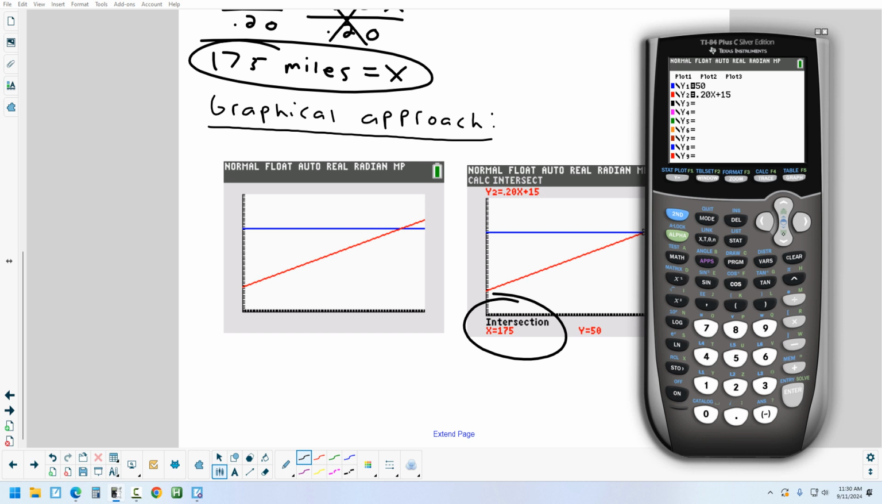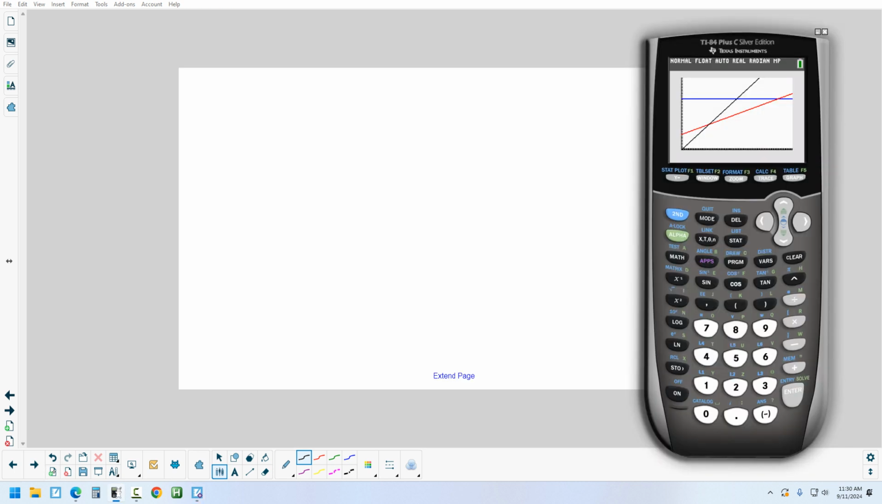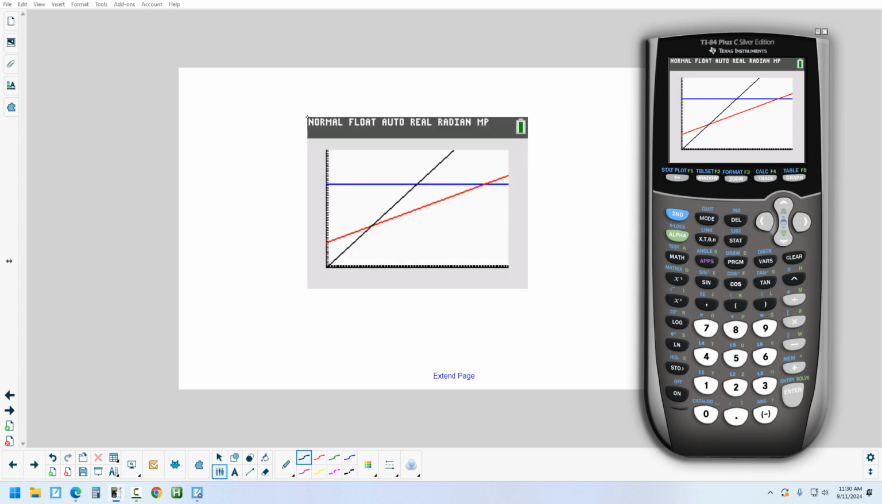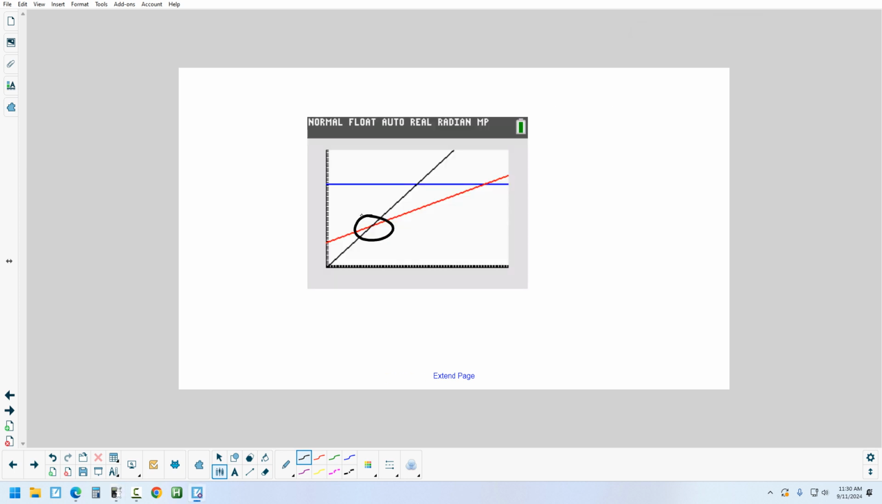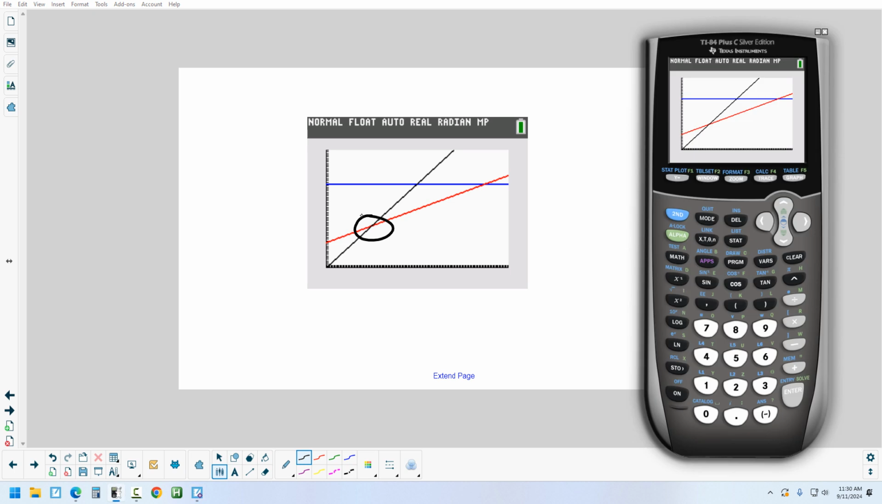Let's type in 0.5x. Okay, how many lines do I have on the screen now? 3. I have 3. When you are doing an intersect, the calculator can use 2 at a time. So let's say that I want to find that. I need to tell the calculator to ignore the blue one and just use the black and the red.